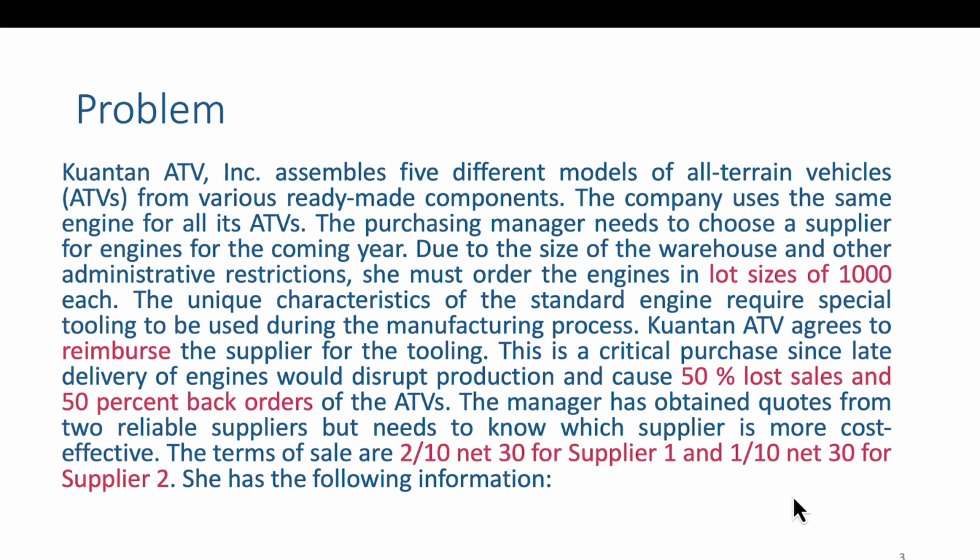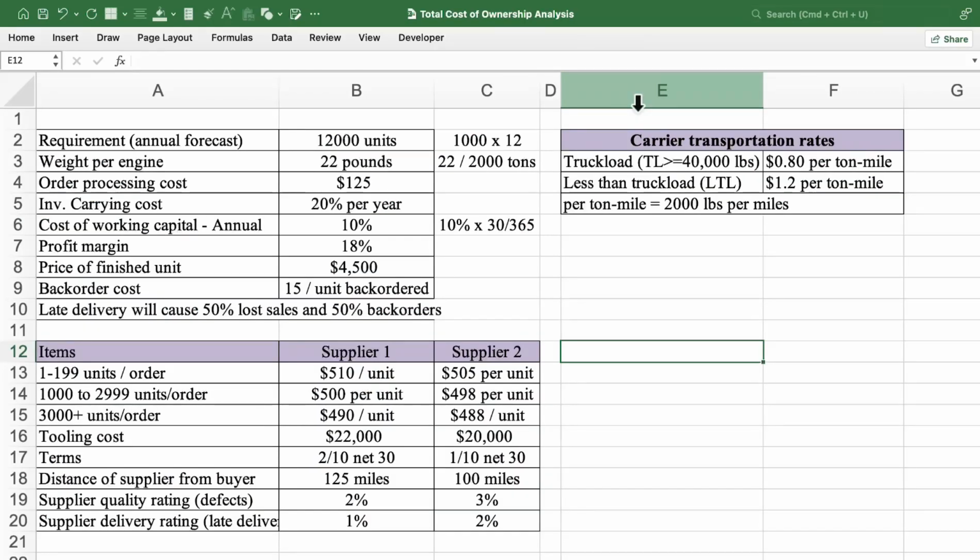For supplier 2, the term is 1/10 net 30, which means if the buyer pays the supplier within 10 days, the buyer would be eligible for a discount of 1%, but payment is due in 30 days. This is the data that we'll be using for total cost of ownership analysis.